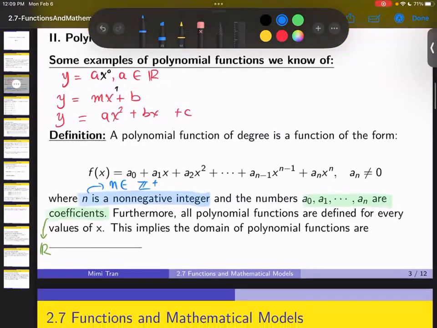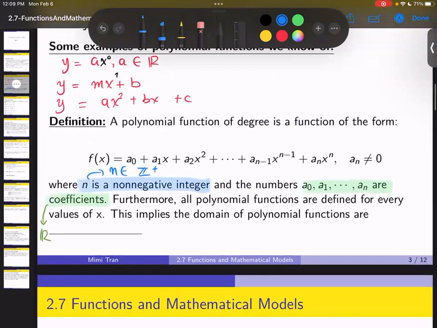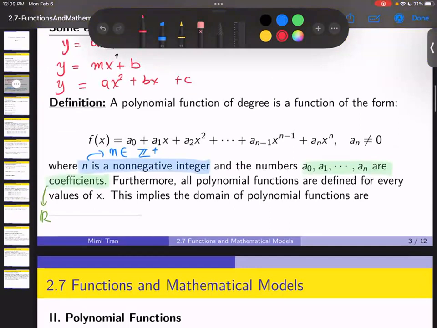Like I said, a polynomial function is a continuous function. So its domain is going to be what? What is the domain of the polynomial function? Everything, right? Like I said, it's a smooth graph, right? So everything everywhere is defined. So negative infinity to positive infinity.